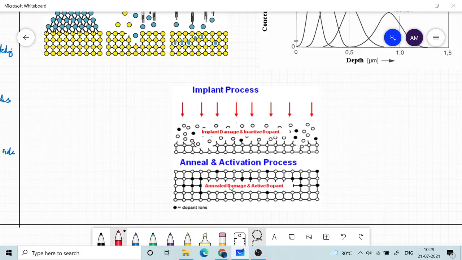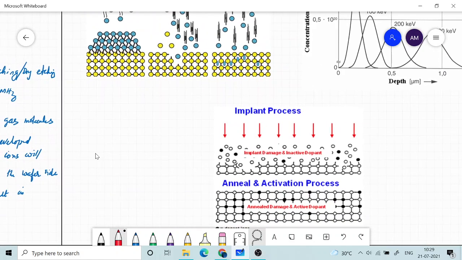And when it does that, some of these crystalline points are now occupied by the impurity atoms, so they become active. As I told you earlier, if the impurity atom is sitting at an interstitial space or void space, then it won't be electrically active. The electronic property will not be modified, so we need to activate it. So two things are happening: one is that the impurity becomes active, and secondly the crystalline structure is restored. So these are the major process steps.